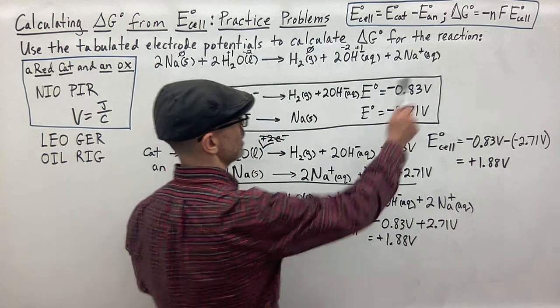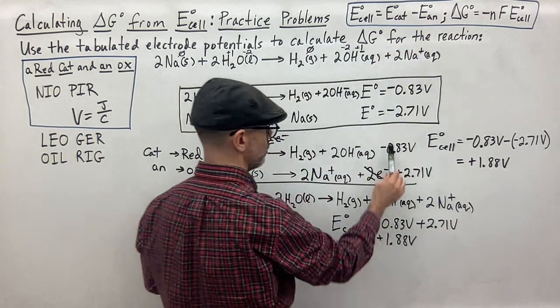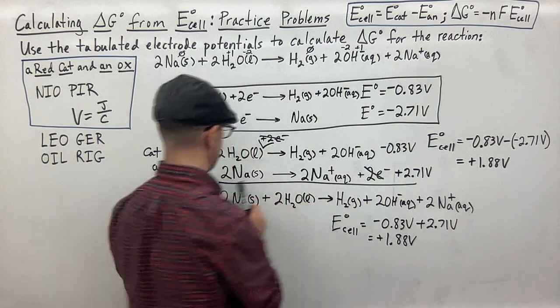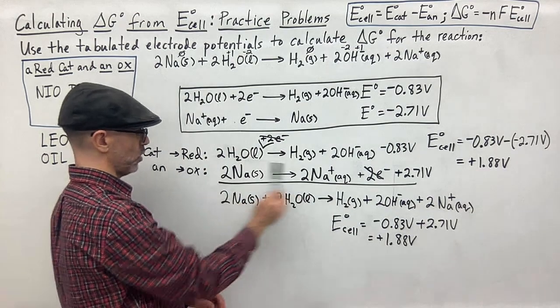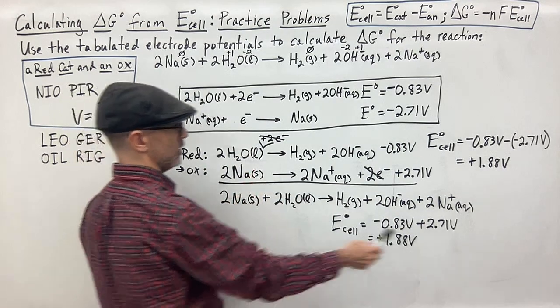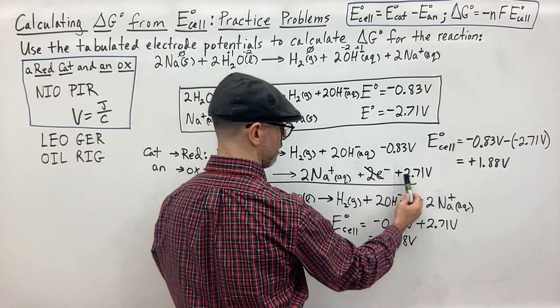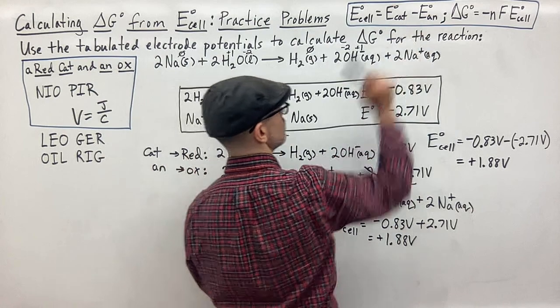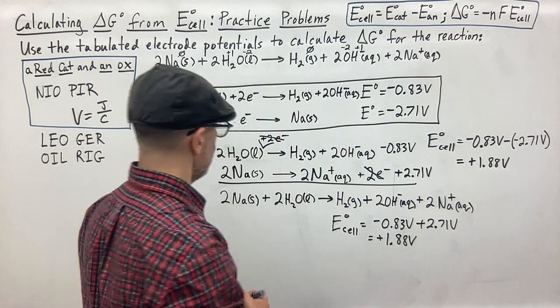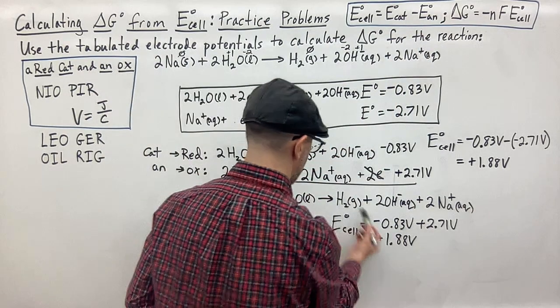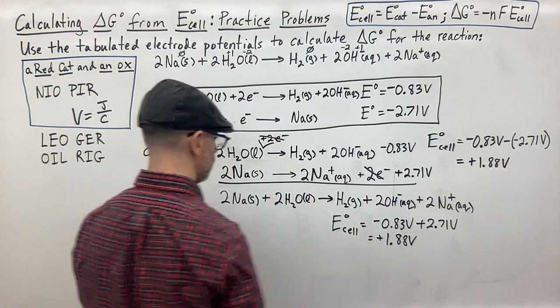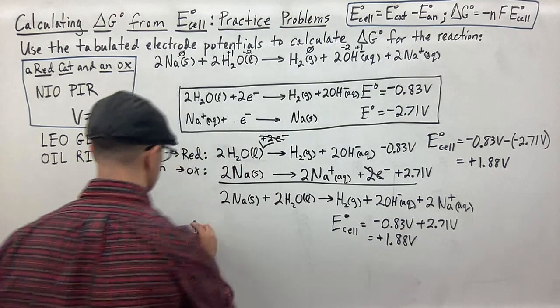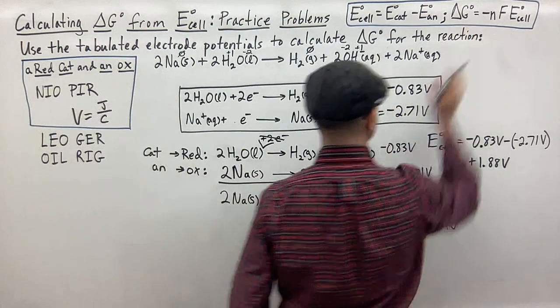So this is where this equation comes from. When you flip this at the anode, oxidation, whichever one's being oxidized, you flip it and you take the negative of that value. That's what this negative is doing there. All right, so now we have our standard cell potential. We can now use this equation here.